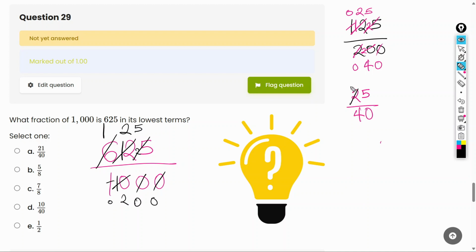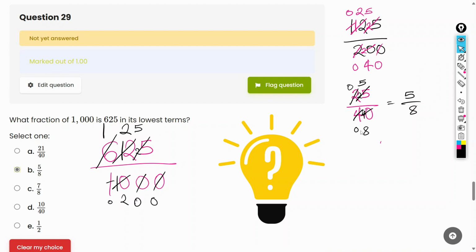5 into 2 is 0, carry 2. 5 into 25 is 5. 5 into 4 is 0, carry 4. 5 into 40 is 8. And that is 5 over 8. We can't break this down further. 5 over 8 is right here.